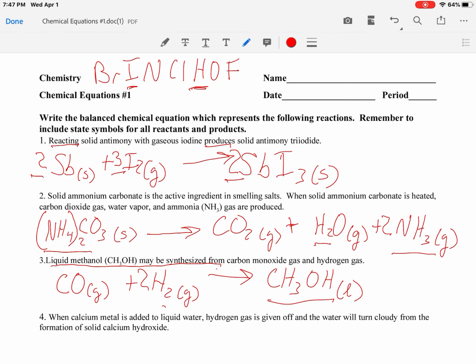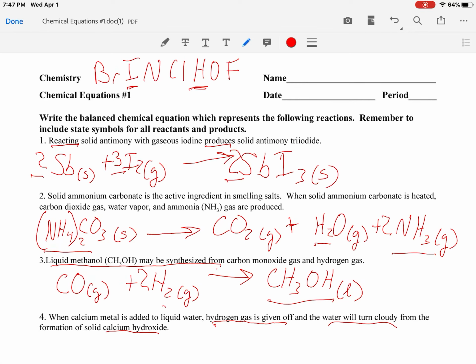Number 4 here, calcium metal is added to liquid water. So right away, that sounds like the reactant side, right? That's what we're putting together. That's what we're mixing together. And then, of course, we have some more clues here. Hydrogen gas is given off, and the water turns cloudy, right? Why does it turn cloudy? Because of solid calcium hydroxide.